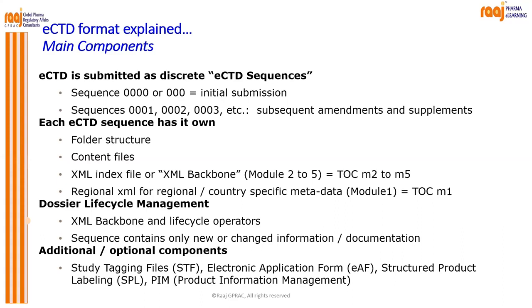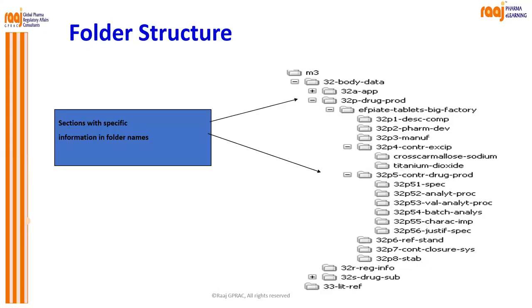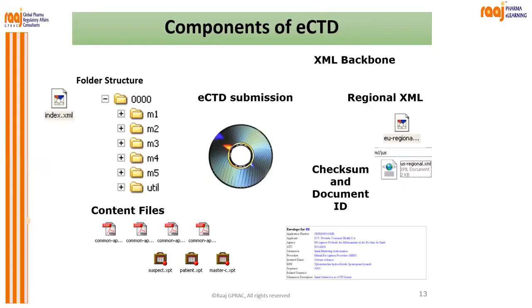Then there is PIM, that is product information management. So this is how the entire folder structure looks like. How much you break the granularity of folder, then subfolder, then the content file, it is given in our CTD guidelines, and we will show you how it is organized through our software. So basically, these are the components of eCTD.